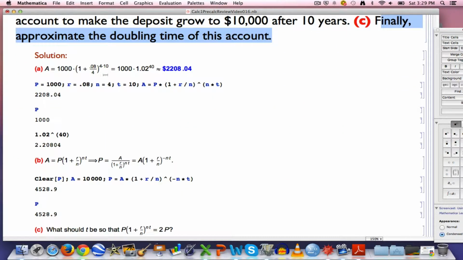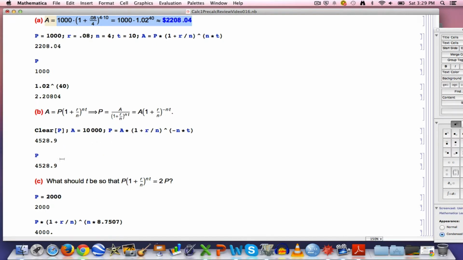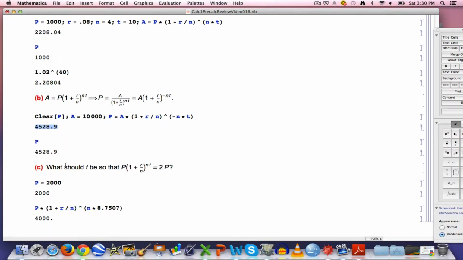You can see $1,000 for 10 years, 8% annual interest compounded 4 times a year for 10 years, ends up with a balance of $2,208.04. With the second question, we wanted to have $10,000 in the account at the end of 10 years. P, the principal, what should we deposit right now? The answer was $4,528.90.